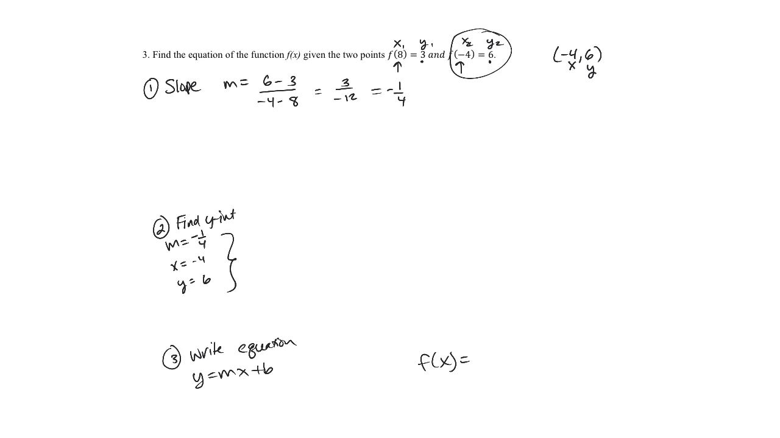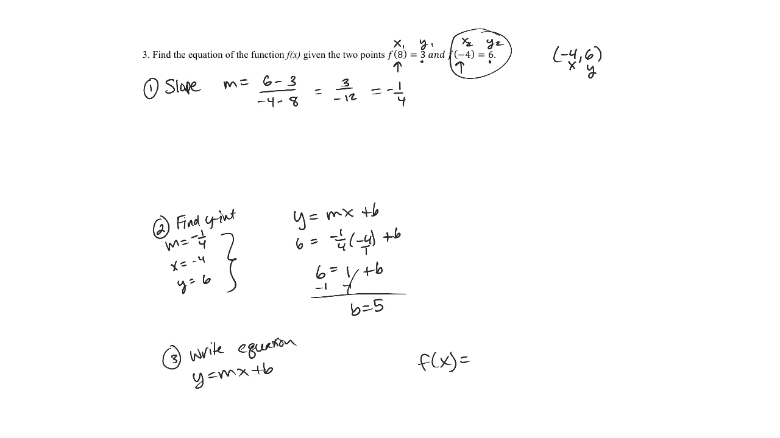Those are going to get put into y equals mx plus b. Here we go. 6 equals negative 1/4 times negative 4 plus b. So you get 6 equals positive 4 over 4, which is just 1. And subtracting 1 from both sides, we get b is equal to 5.